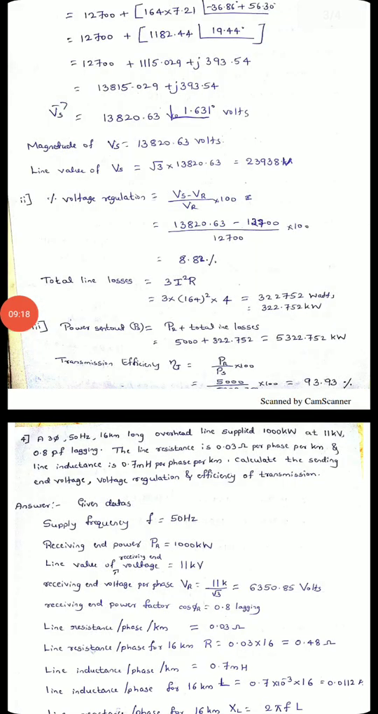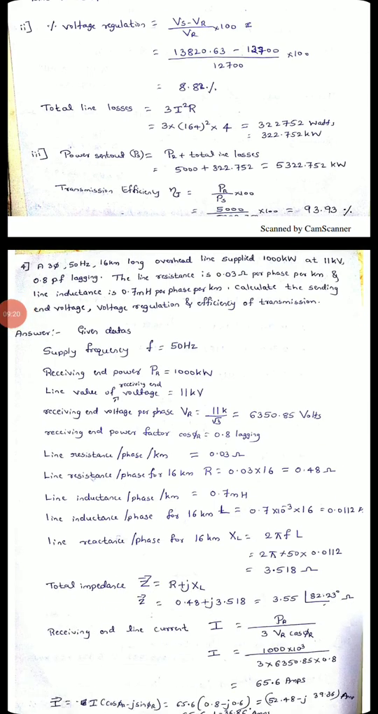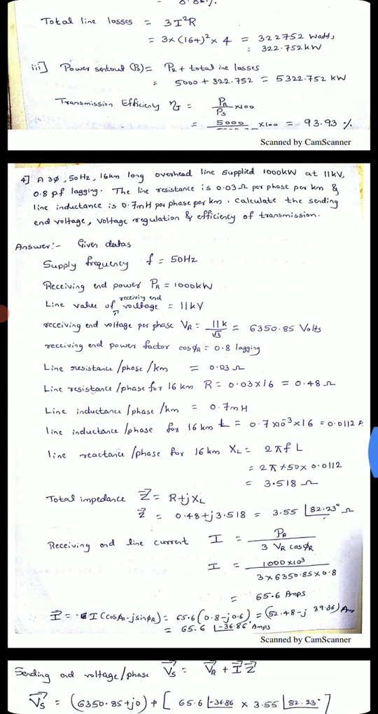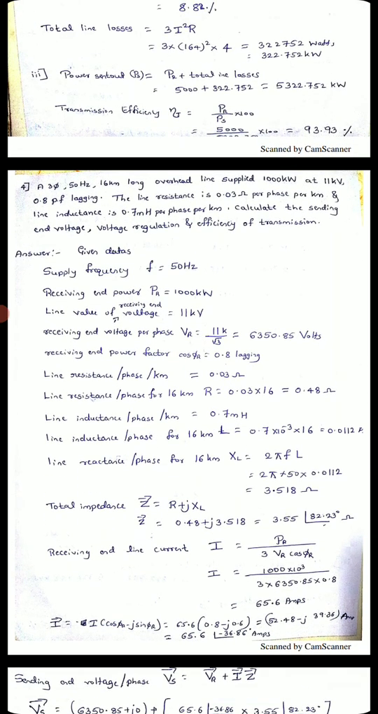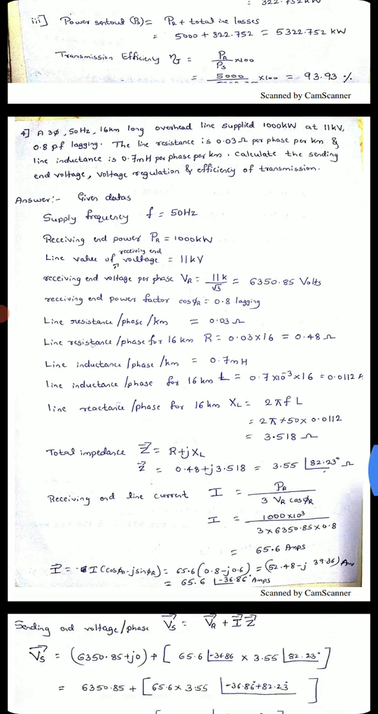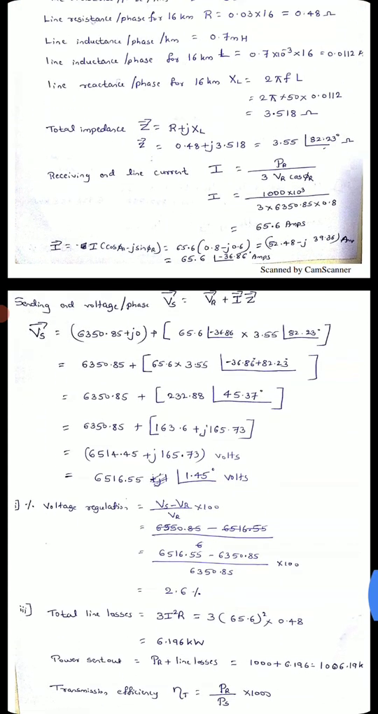Okay. Next, one more problem: a 3-phase 50 hertz 16 kilometer long overhead line supplies 1000 kilowatt at 11 kV, 0.8 power factor lagging. The line resistance is 0.03 ohms per phase per kilometer, and the line inductance is 0.7 millihenry per phase per kilometer. Calculate the sending end voltage, voltage regulation, and efficiency of the transmission. So this is also the same thing. You can do this problem on your own. Take it as an assignment, and the answers are given here. You solve it on your own.